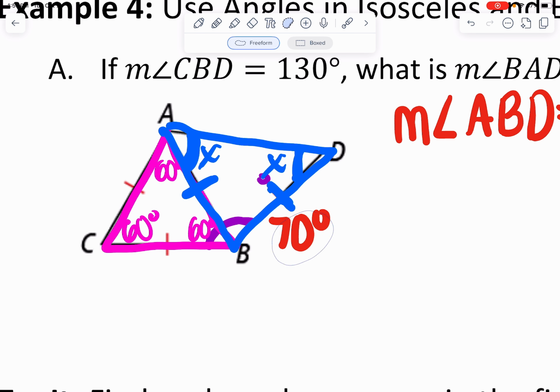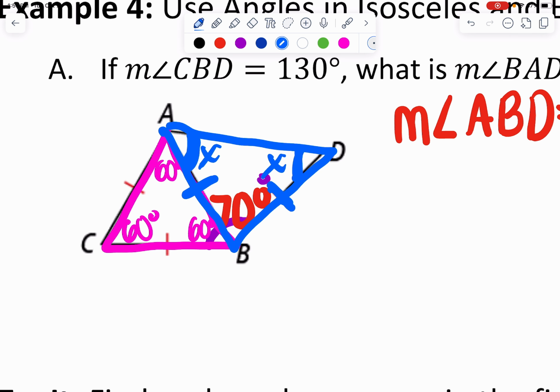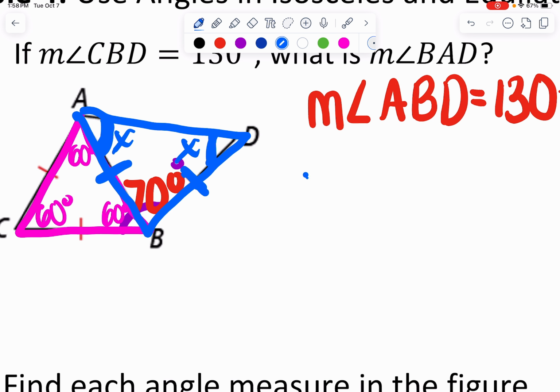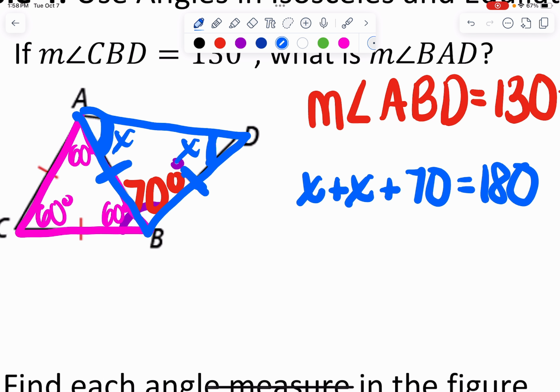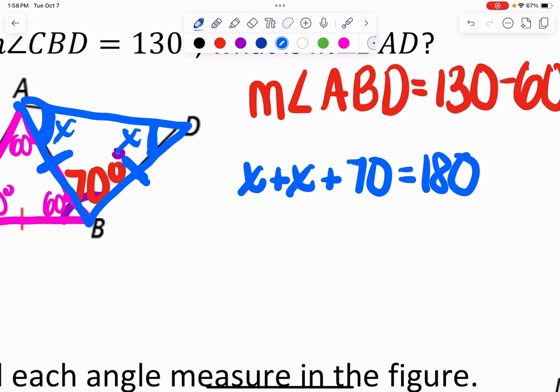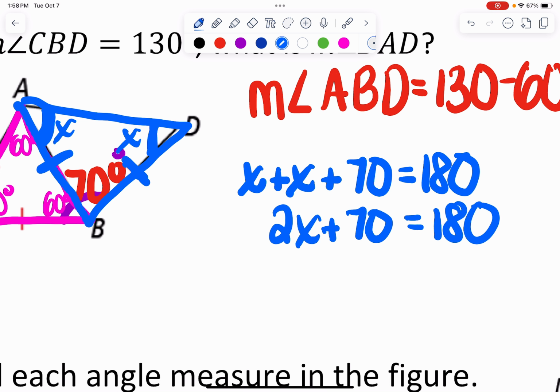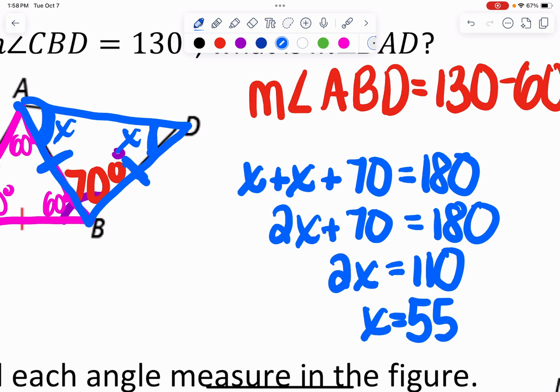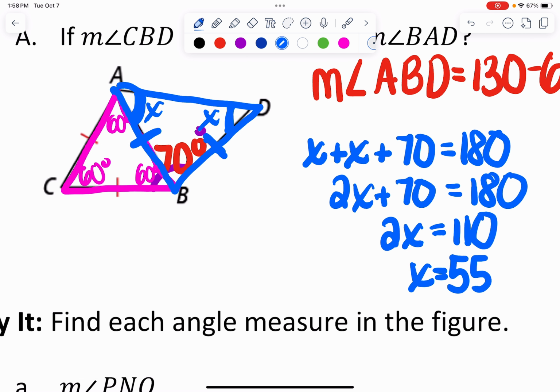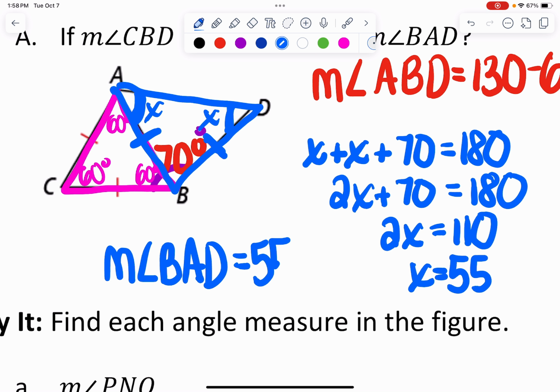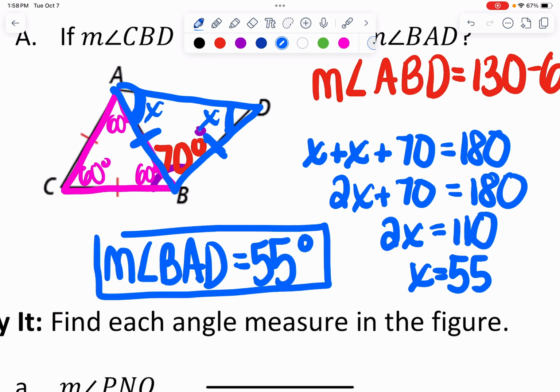If I just look at this, this is 70, and I have two angles that are equal, I can just add x plus x plus 70 equals 180. And then just solve. So it'd be 2x plus 70 equals 180. So subtract, 2x equals 110, and then divide, x is 55. It was asking you to find the measurement of BAD, but we labeled BAD as x, so it would just be 55.